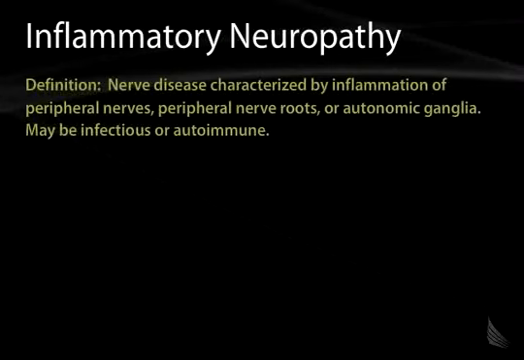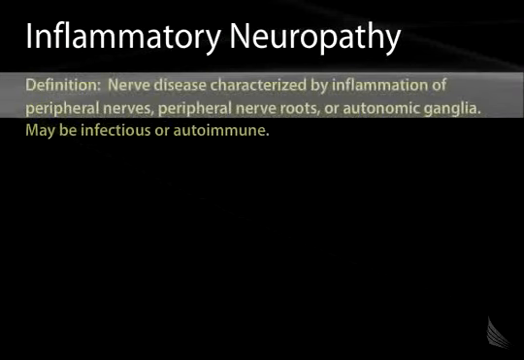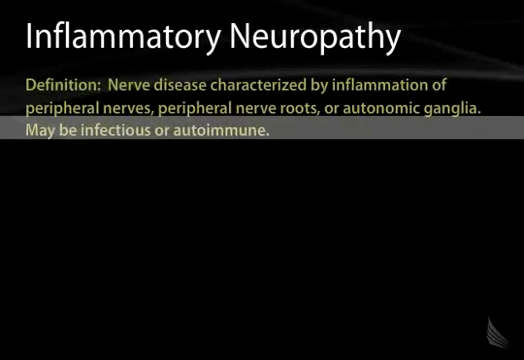Most peripheral neuropathies are inflammatory neuropathies. That is, there's inflammation of either the peripheral nerves, the peripheral nerve roots, the autonomic ganglia, or the autonomic nervous system. However, the inflammatory neuropathies can either be infectious or autoimmune.